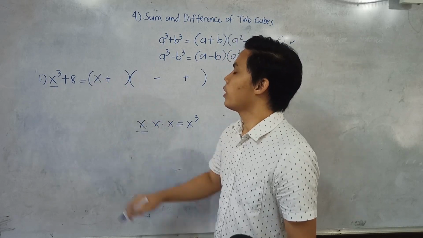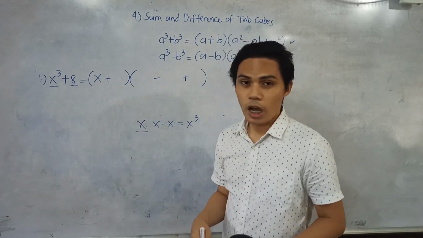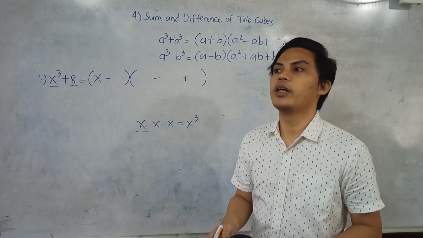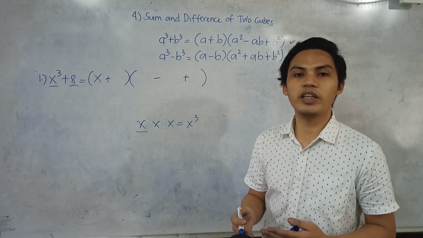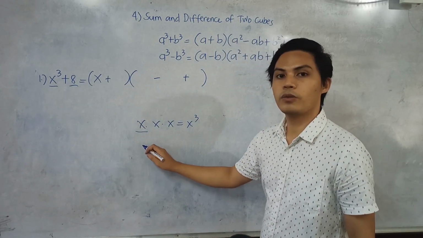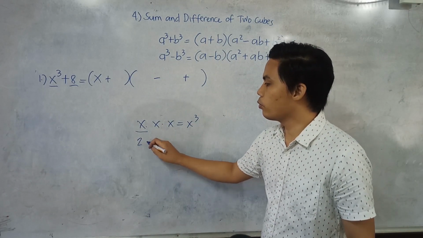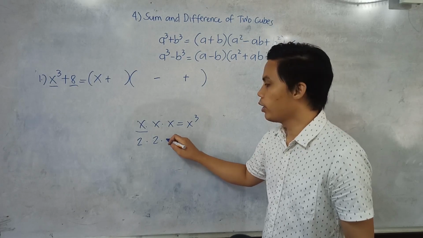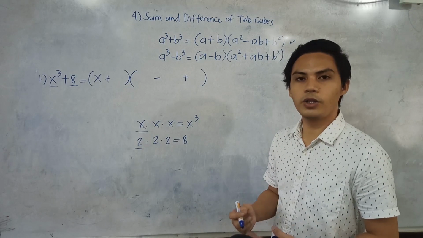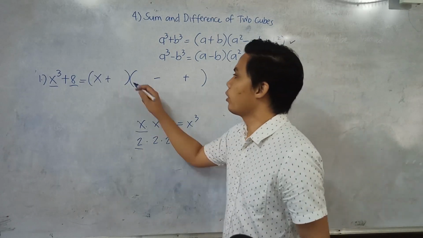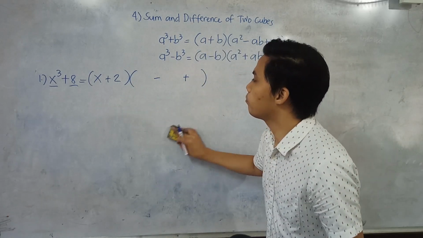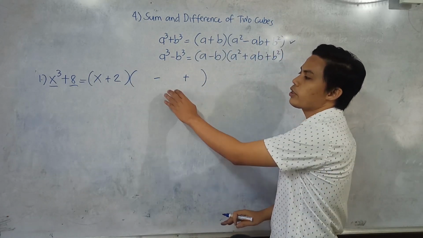Okay. X. How about 8? Ano ang cube root ng 8? So isip na naman tayo ng isang number na pag i-multiply sa kanyang sarili ng 3 times, makukuha natin si 8. So the answer is 2. Because 2 times 2 is 4 times 2 is equal to 8. Kaya 2 ang cube root ng 8. So ilalagay natin dito si 2. Erase ko na to.